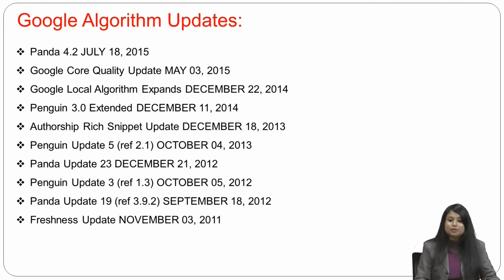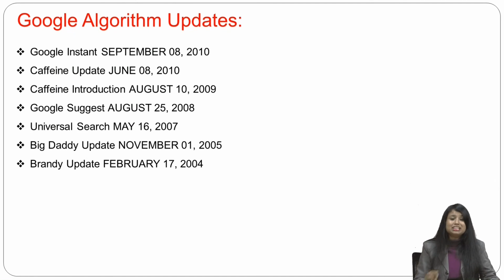Now the next one that we will focus on is Google Instant, on 8 September 2010. In this algorithm update, Google launched a feature with which search automatically suggests options for completion of a search term.